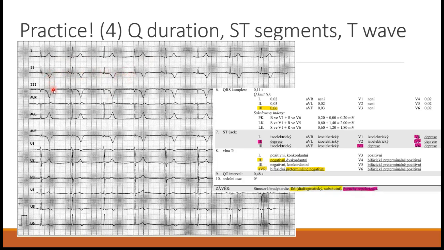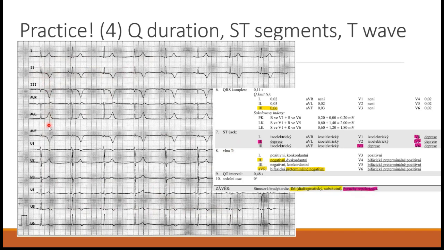And then we have isoelectric and all the way until V3 again, where we have depressions. And then V4, V5, and V6. Very slight depression, but evident depressions. In this case over here, we can also see that the T wave is pathological in some areas. For example, in number 2, it is negative and it is discordant, but it should be positive and concordant.